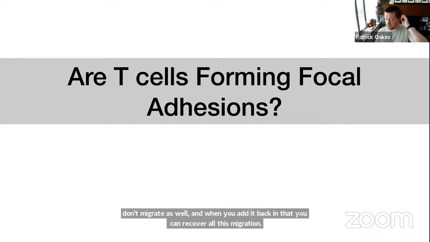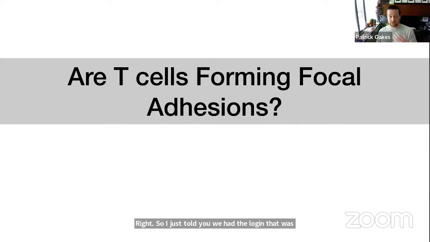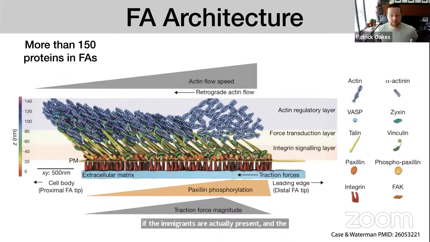So the next question then is really, okay, well, are they forming focal adhesions? So I just told you we had the ligand that was necessary, but now we need to look inside the cell and try to see if the integrins are actually present and the other focal adhesion proteins are there to make these focal adhesion structures.